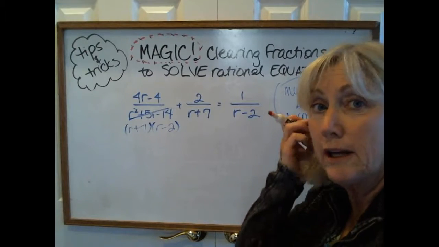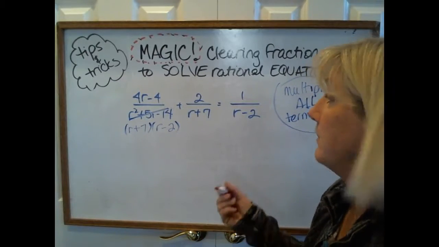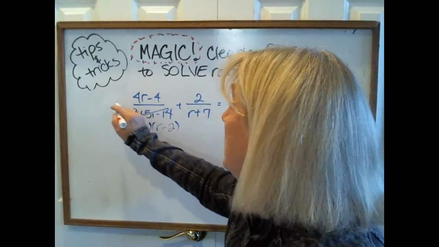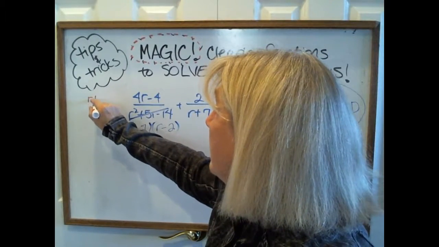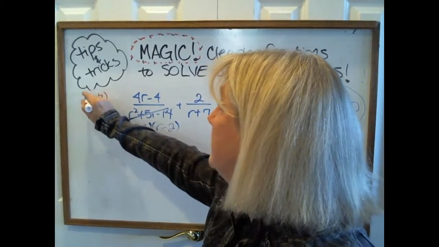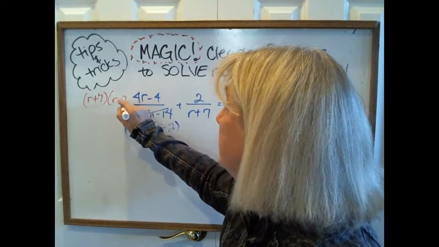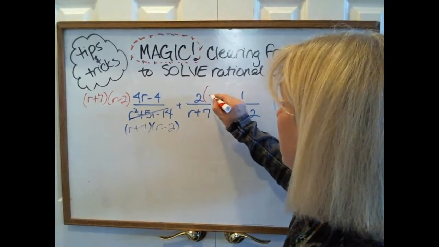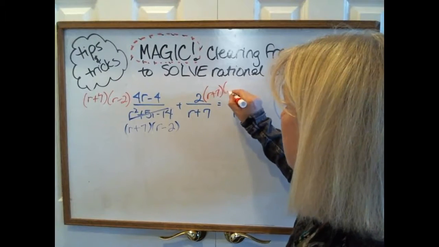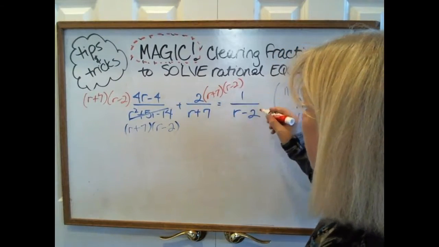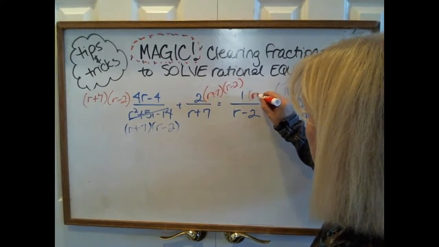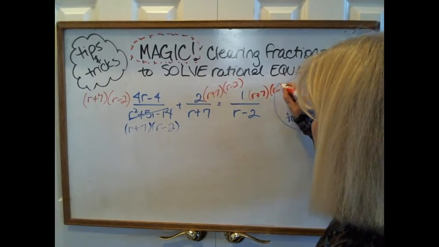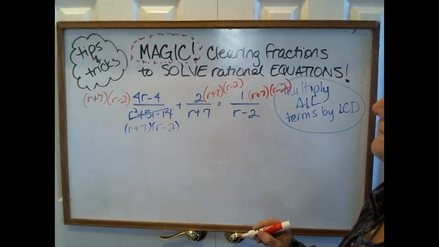Might want to take a shortcut here, but I wouldn't advise it because you'll lose things. So here we're going to multiply by r plus 7 times r minus 2. Here we're going to multiply times r plus 7 times r minus 2. And here we're going to multiply times r plus 7 times r minus 2, if you can read that.